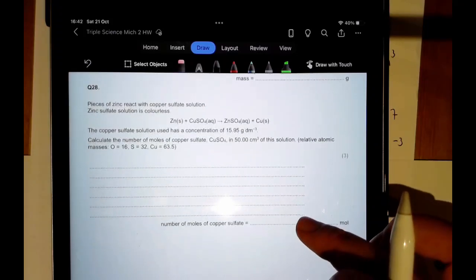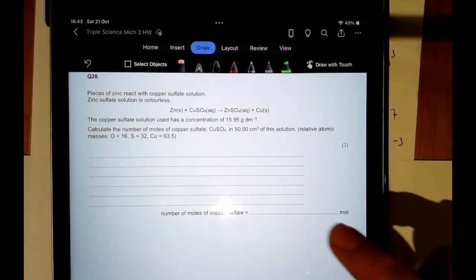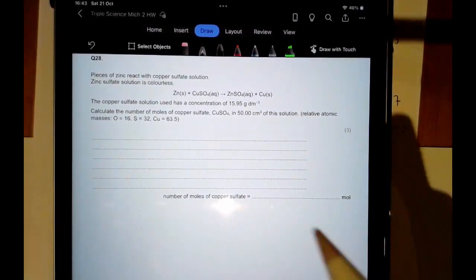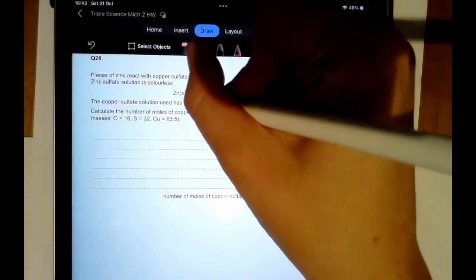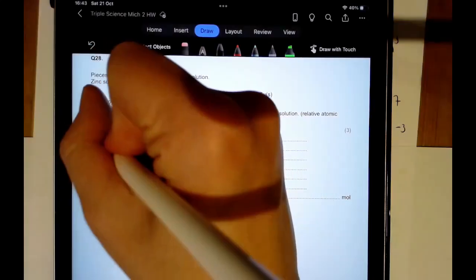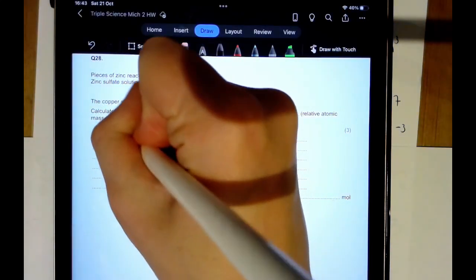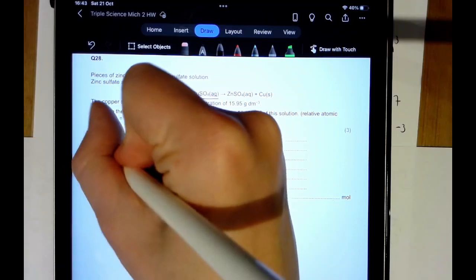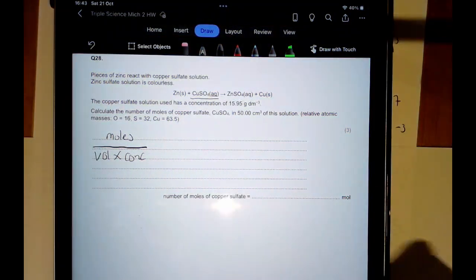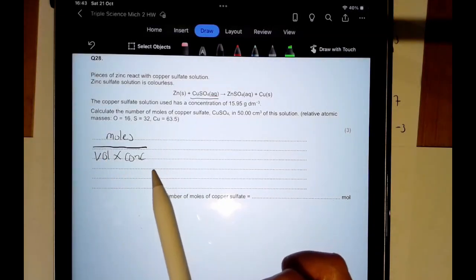The next question here is again a little bit different. I'm told that copper sulfate solution, again, so it's a solution, has a concentration of 15.95 grams per decimeter cubed. And they want to know how many moles of copper sulfate I have in 50 centimeters cubed. Because if I write down my little triangle, moles is at the top, and then underneath I need volume and concentration. So moles, which is what I'm asked for, is volume times concentration.